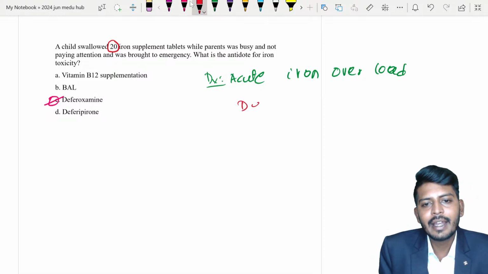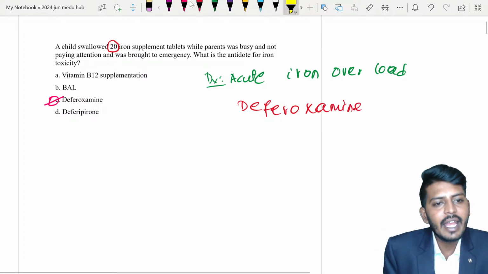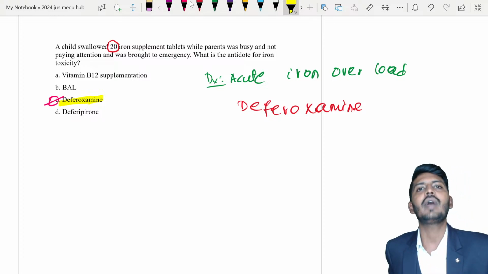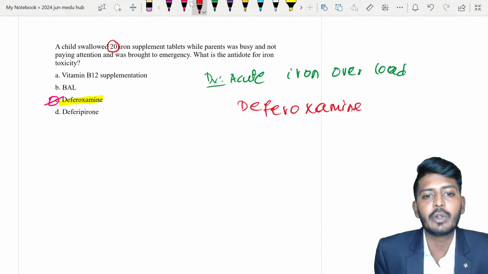What is the treatment? Deferoxamine. But sir, deferiprone is also an iron chelating agent. When do we use it? And what is the importance we need to remember?